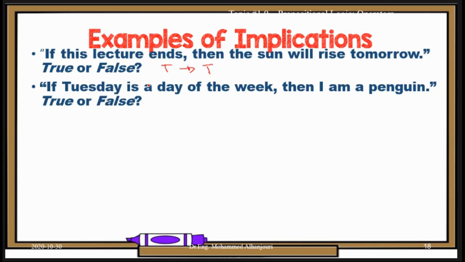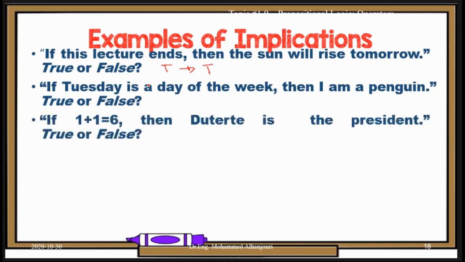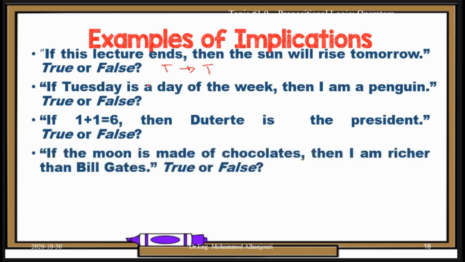Okay, next proposition. If Tuesday is a day of the week, then I am a penguin. Is this true or false? Susunod. If 1 plus 1 is equal to 6, then Duterte is the president. Next one. If the moon is made of chocolates, then I am richer than Bill Gates. Okay, nasagutan na natin yung una kanina. Ang truth value niya, true.